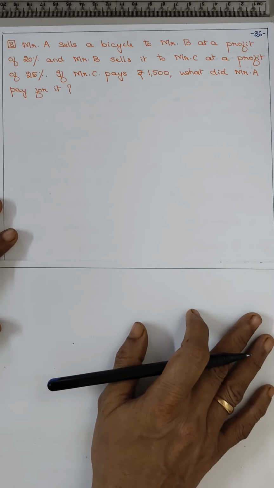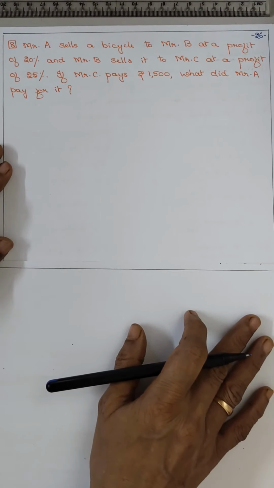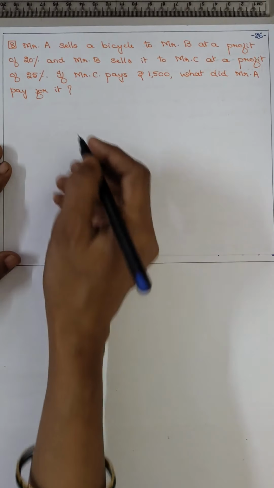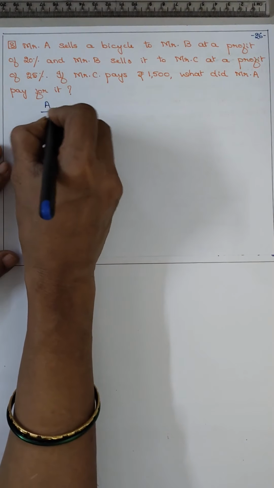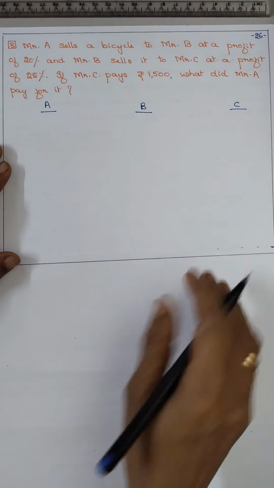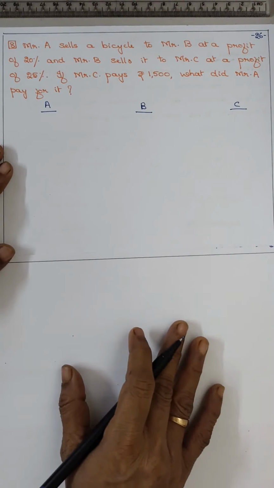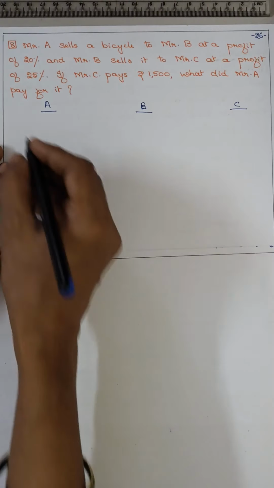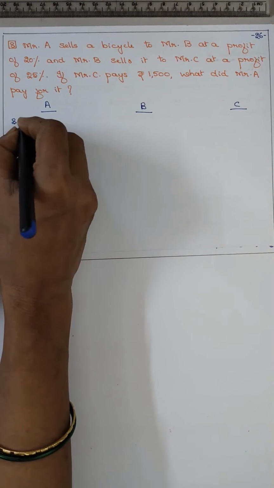Like the earlier question with Ranjan, Vineet and Mukesh, the same way, but here it is the reverse. So here A, B and C. Mr. A sells, that is SP.